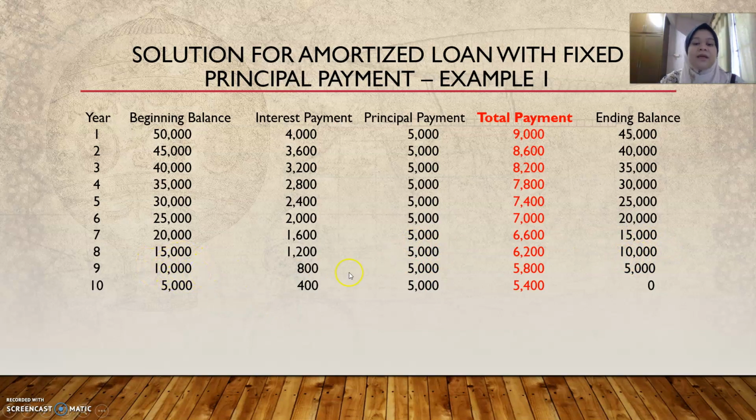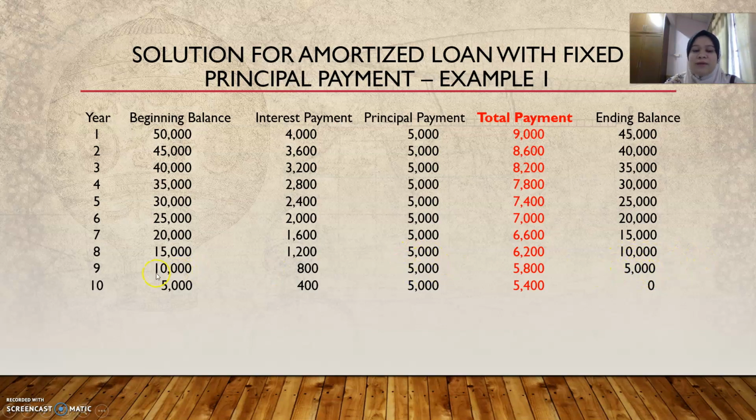10,000 here. And then how are you going to get 800? Okay, 8% times 10,000, you will get 800 here. And then plus the principal amount, which is fixed, 5,000. So you will get 5,800 for total payment. So the ending balance, how are you going to get the ending balance here? 10,000 minus 5,000. So you will get 5,000 here.